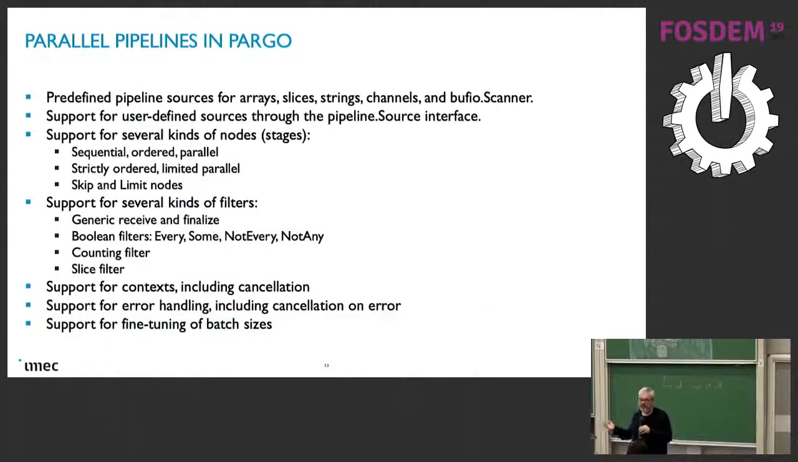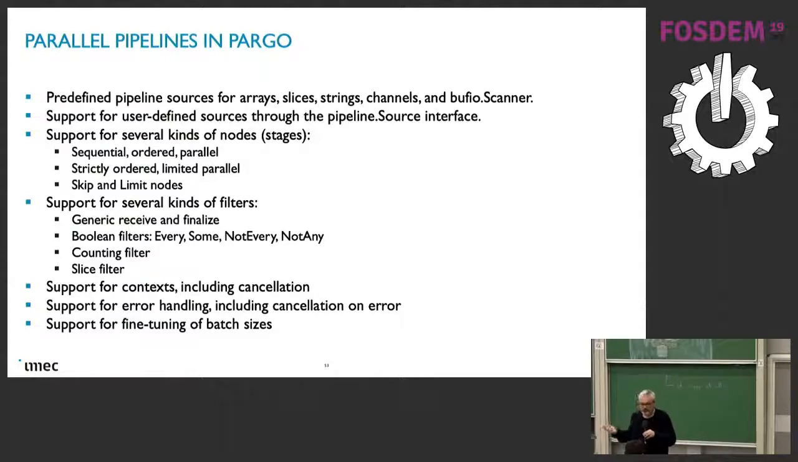So what you have in the parallel pipelines in Pargo: you have predefined pipeline sources for arrays, slices, strings, channels, and bufio.Scanner, so for scanning text files. You have support for user-defined sources through the source interface. You have support for several kinds of nodes or stages, so sequential, ordered with a guaranteed order, parallel. You also have strictly ordered and limited parallel, which gives you a way to control how much memory is used. You have skip and limit nodes, where you can skip elements or limit how many elements you want to see over the lifetime.